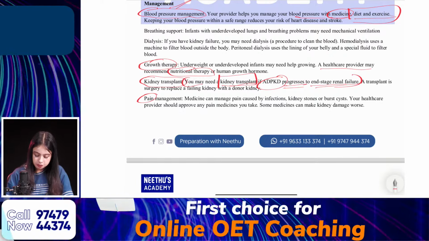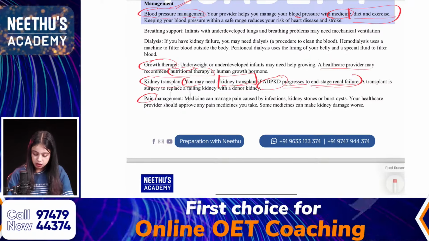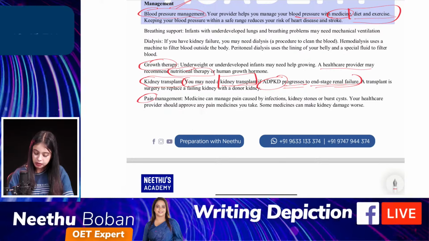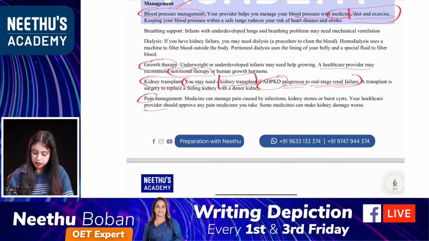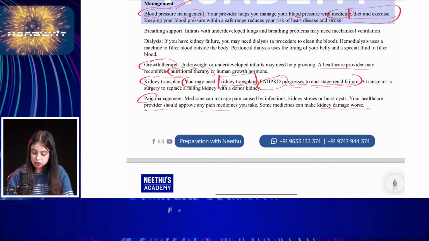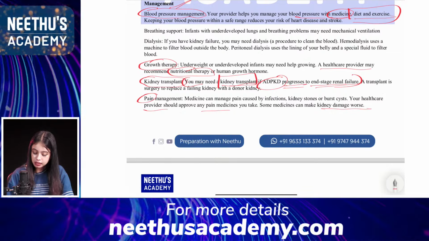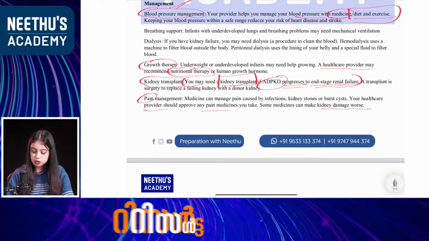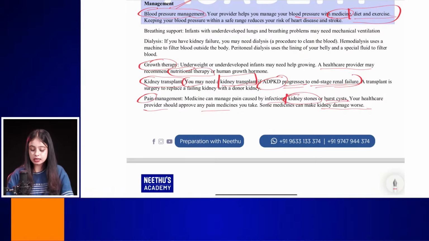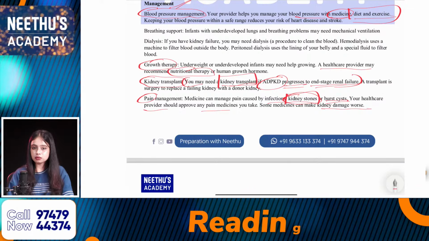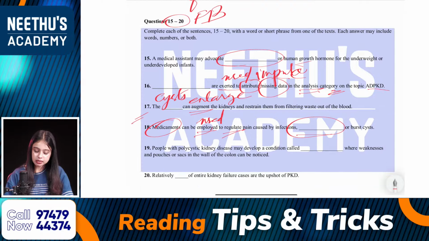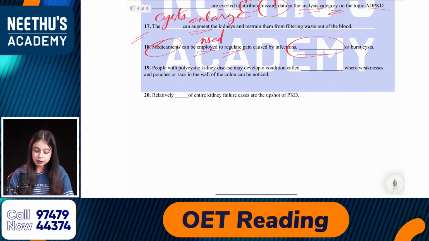The medication is pain management, so pain is one of the keywords there. The provider should approve any pain medicines you take, as some medicines can make kidney damage worse. That's the earlier line. The medicine can manage pain caused by infections, kidney stones or burst cysts. The answer is kidney stones. Very good.